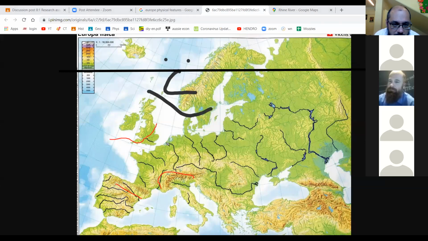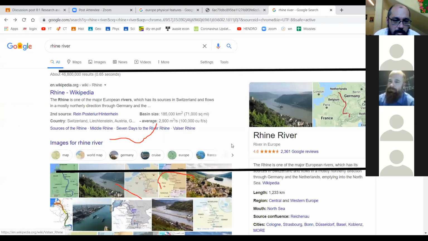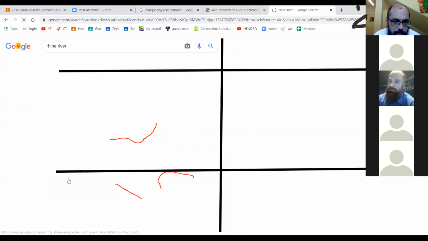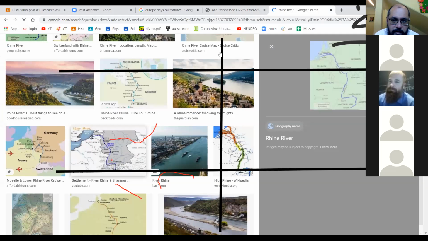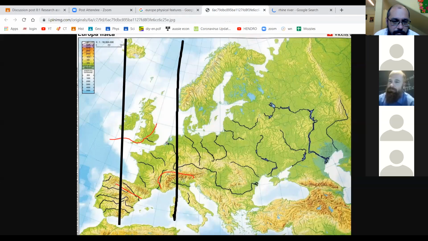Oh, is it that one there? Let me have a look again. The Rhine River. I want to see this. The Rhine. That's the Rhine. The Rhine River goes Rotterdam and then down there. Okay. Let's figure out how we can have a look at that. Let me just check. There's 1, 2, 3. Yep, that's the one. So this is the Rhine River.